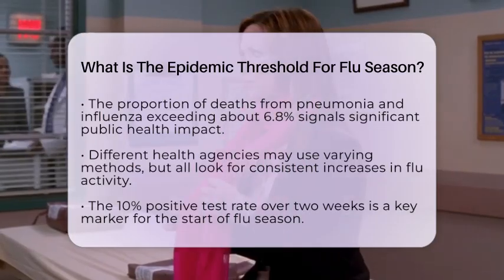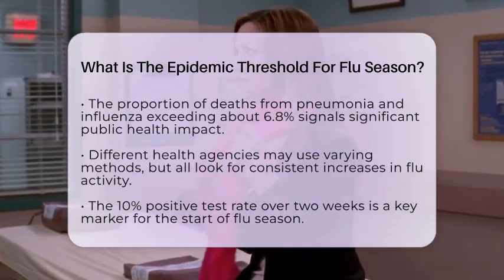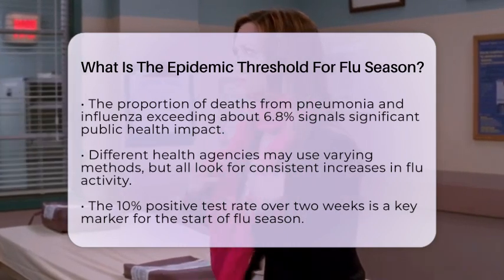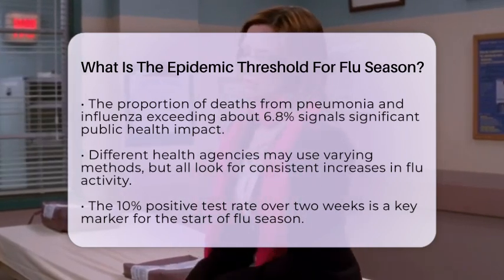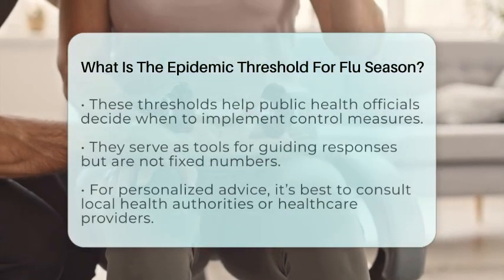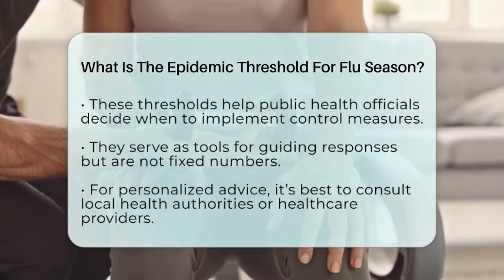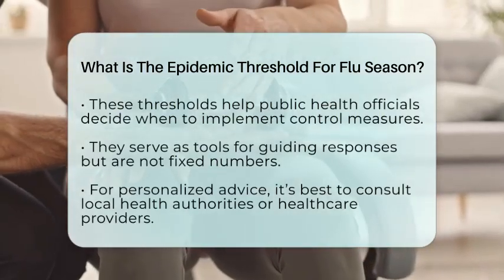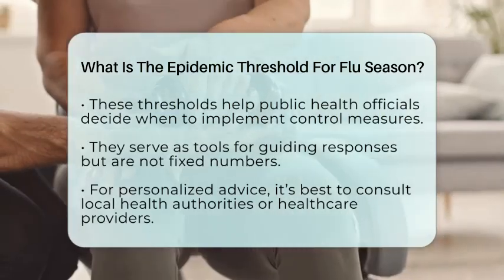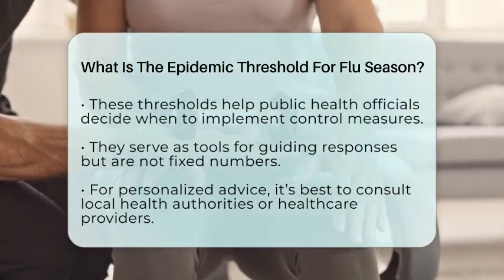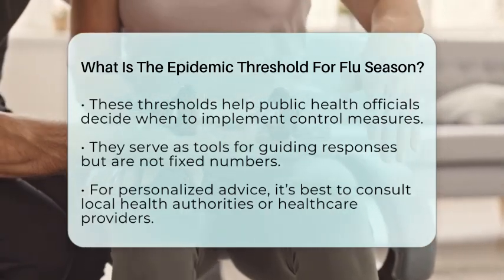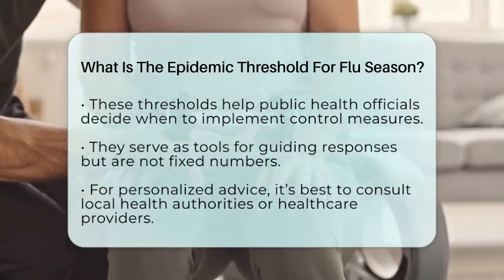Combining all these data points gives a comprehensive picture of whether the flu activity has crossed the epidemic threshold. Different health agencies might use slightly different methods or data ranges, but the core idea remains the same. They look for sustained, significant increases in flu activity to declare the start of an epidemic. The 10% positive test rate over 2 weeks is a practical and widely accepted marker for the beginning of flu season, helping health officials and doctors respond promptly.